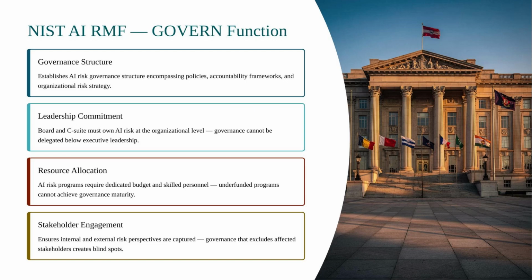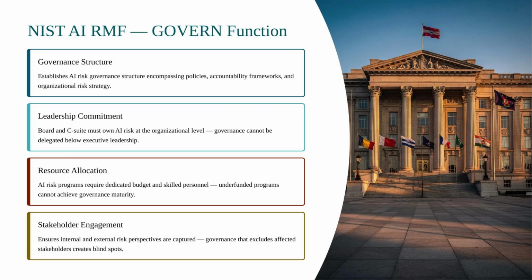The govern function is the foundation of everything in NIST AI RMF. Before you can map risks, measure them, or manage them, you need governance structures in place. Govern establishes the organizational context for AI risk. It means having clear policies that define how AI risk is identified, assessed, and escalated.